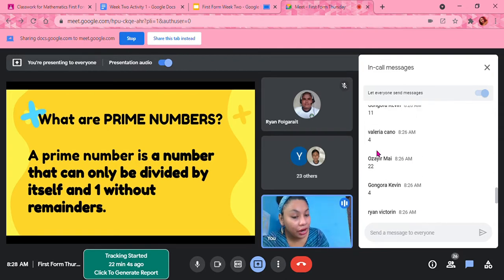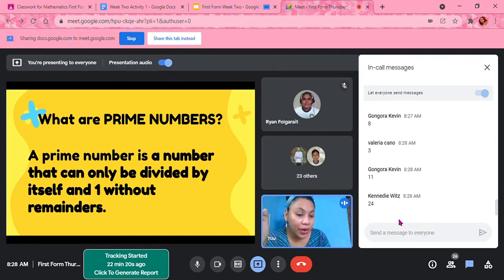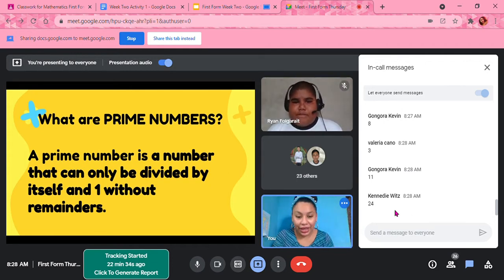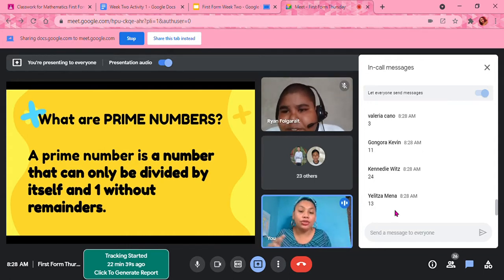The number 4, I can divide 4 by 4. I can divide 4 by 1. But I can also divide 4 by 2. Right? Let's see. Way at the bottom, I see 24. And the same thing, I can divide 24 by 24. I can divide it by 1. And I can also divide 24 by 4. I can divide it by 2. I can divide it by 8. I can divide it by 6. So I can divide 24 by a lot of things. So those numbers are not prime numbers.